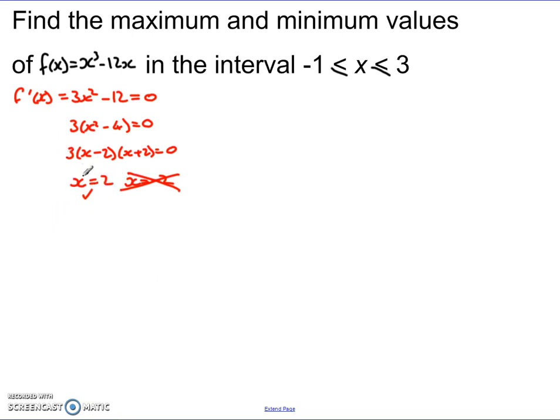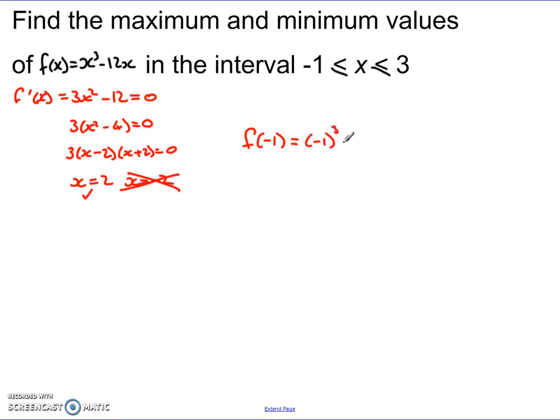So now I know x equals 2 is one value I'm going to have to look at. I'm also going to have to look at x equals -1 and x equals 3. I can then get the highest and lowest values from that. So first thing I do is f of -1, the lowest part of my range. Substitute it in and find out what I've got.